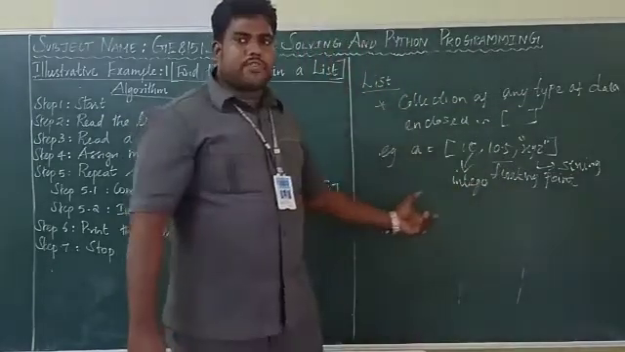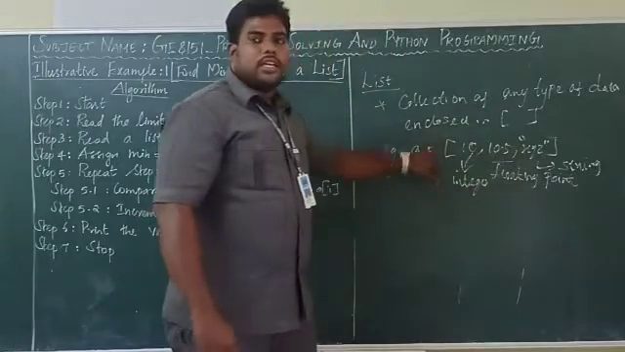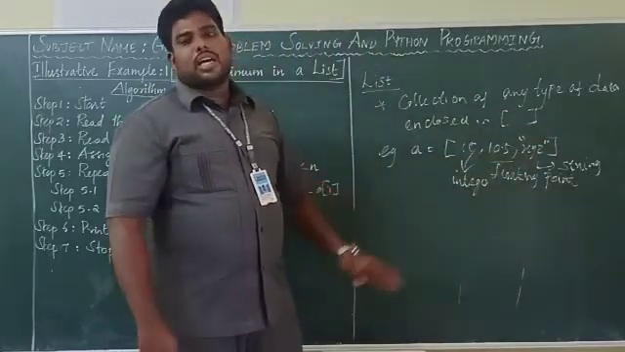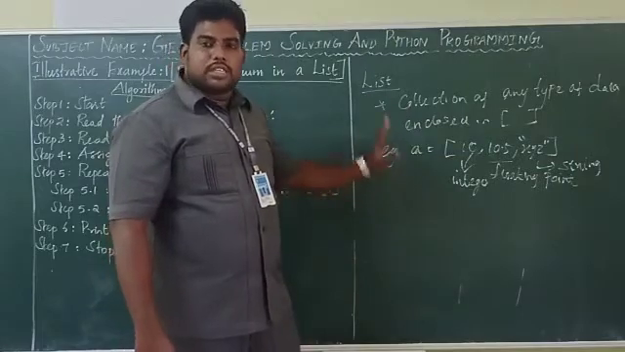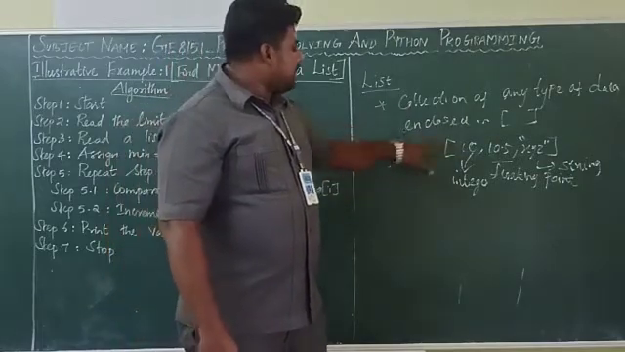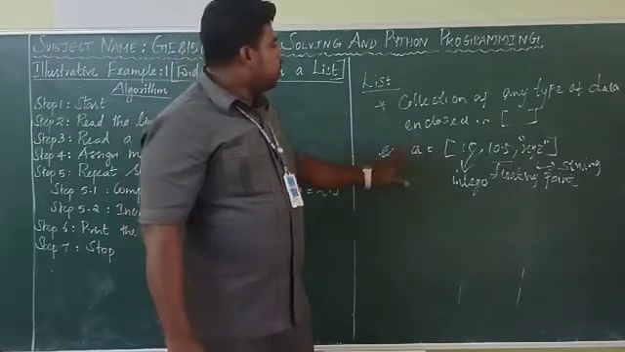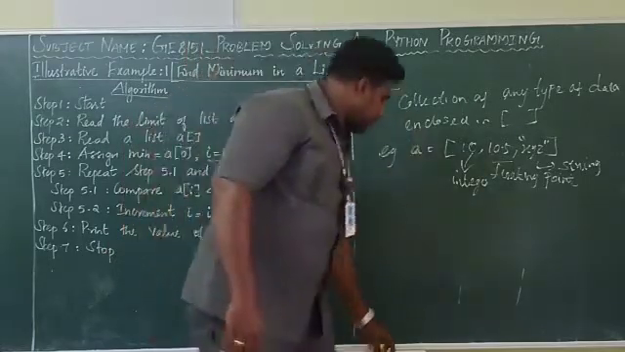A collection of any type of data enclosed in open and close square brackets is called a list. All of you got it? What is the list name here? A is the list name. All of you got it? So list is the collection of any type of data.